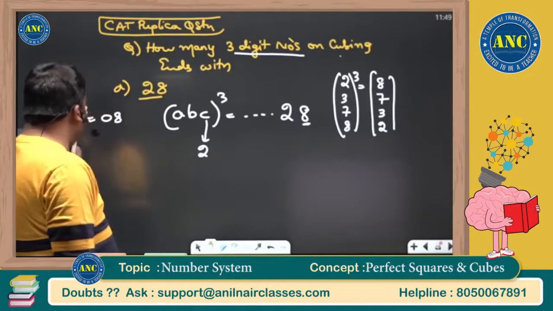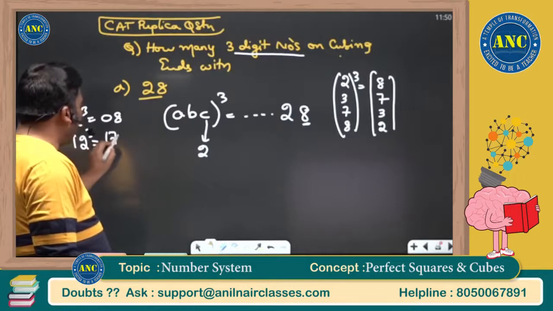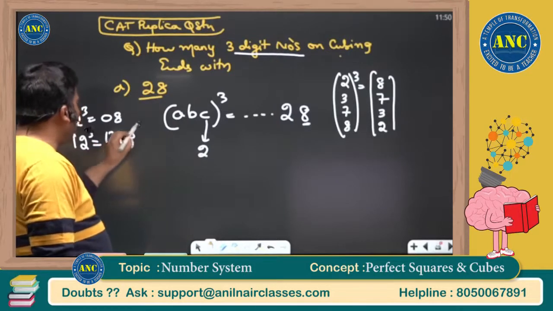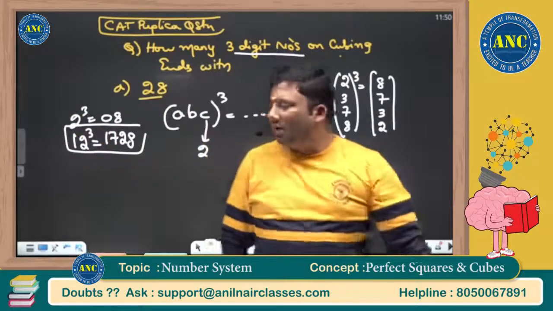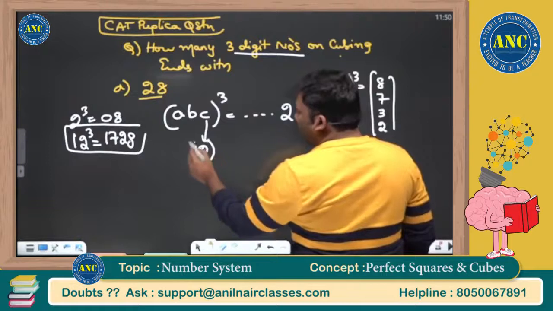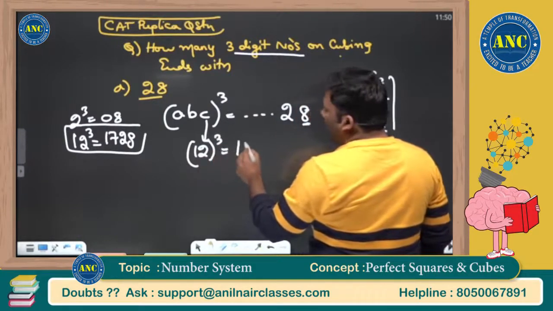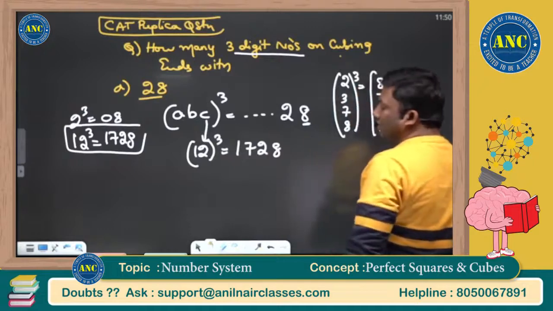But I require 28. The next number is 12 cube. If I do (a plus b) whole cube, I will get 1728. 12 cube, most of you know, is 1728. So the lowest number on cubing that ends with 28 is 12, since 12 cube is 1728.